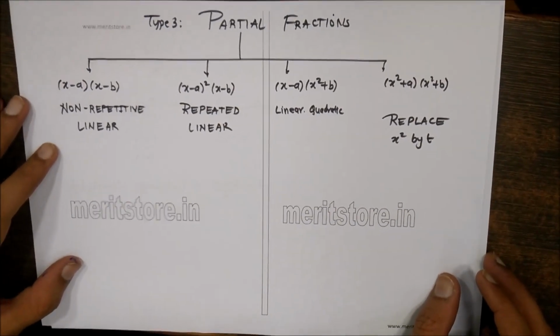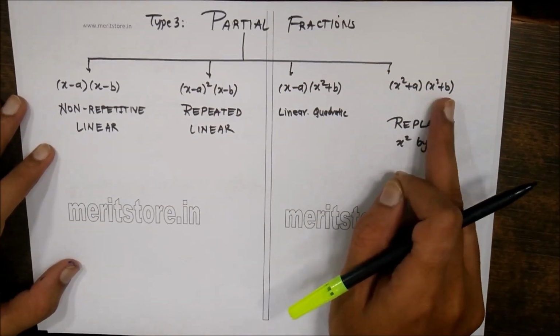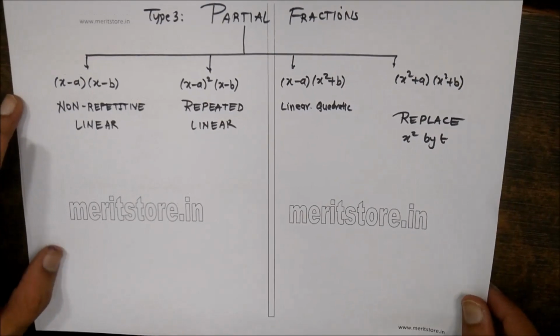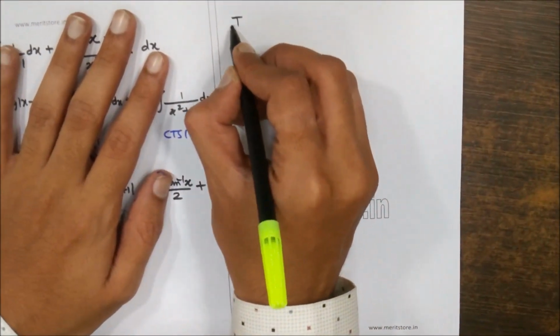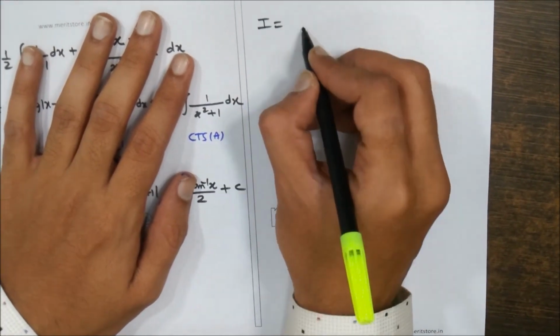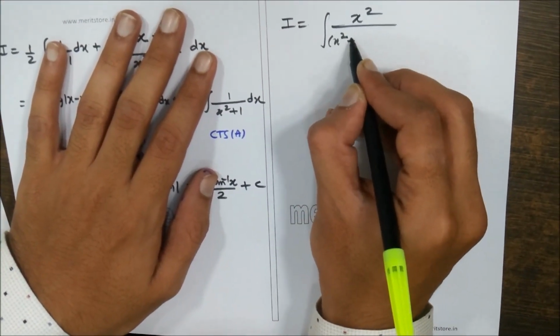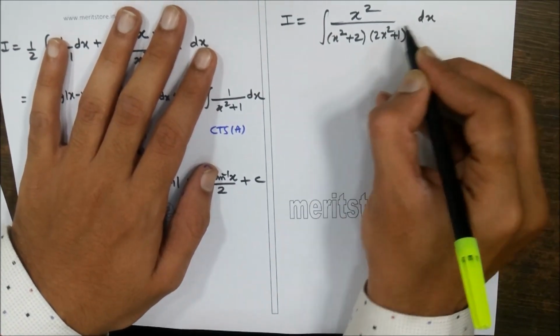We are now going to the final type of partial fraction of the category x square plus a, x square plus b, and we'll be looking at the method of replace x square by t. Let's take up an example. So we have an integral of x square upon (x square plus 2) into (2x square plus 1) dx.